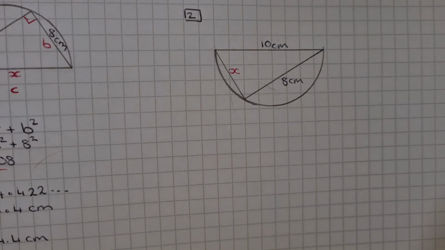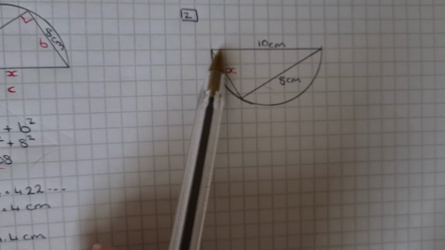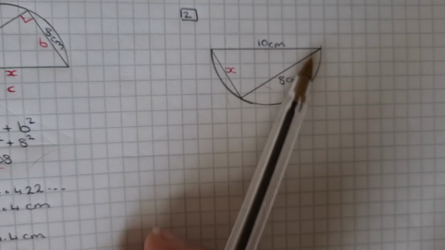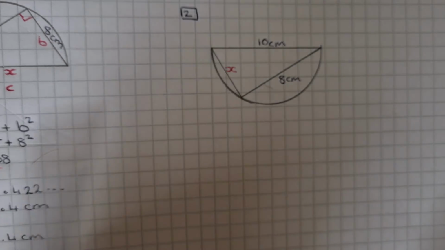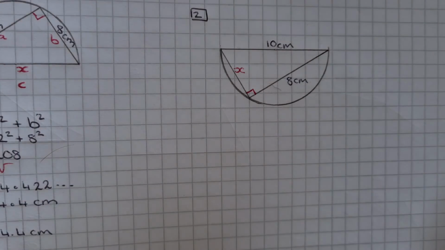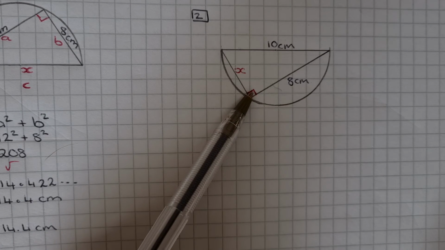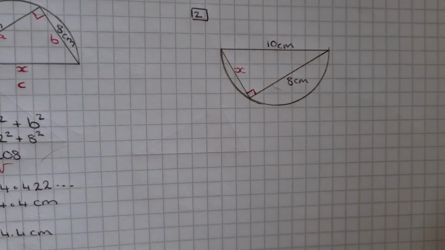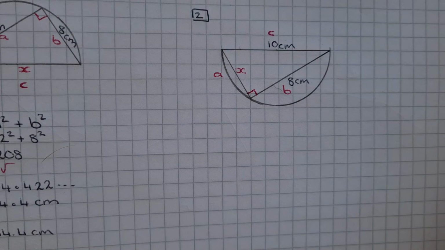Now we're going to have a look at the second example. So this time we know what the diameter is and we know what this side is, and we've been asked to calculate one of the shorter sides. We know that this angle is the right angle because it's opposite the diameter, and we know that the diameter is always the hypotenuse. So that means the diameter is C. B is the other side that you know, and A is the one that we're trying to find out.